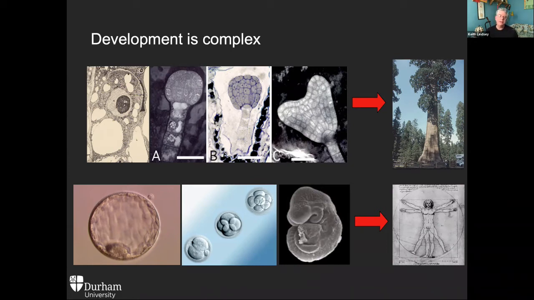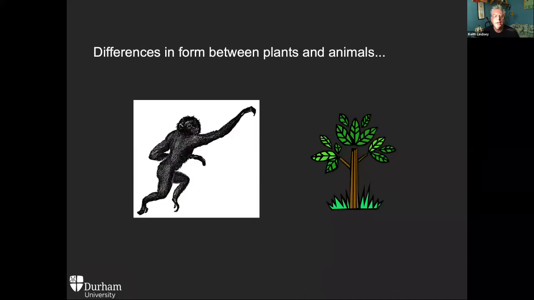So one of the big challenges in biology is understanding how you get from a single cell, whether it's a plant egg cell here or a mammalian egg cell, how that develops into these complex multicellular structures. And the way in which plants and animals do that is quite different. And that's kind of the focus of this talk. I want to consider the differences in form between plants and animals and how they're generated.